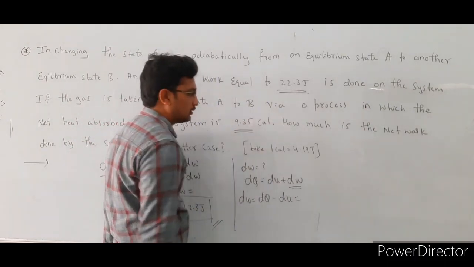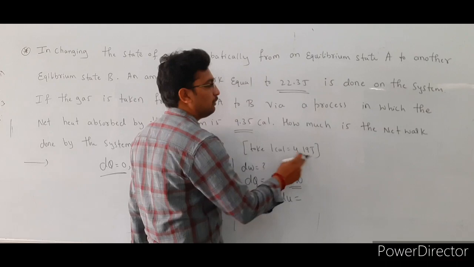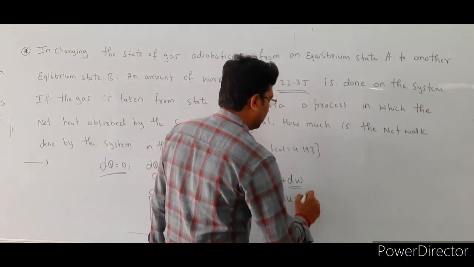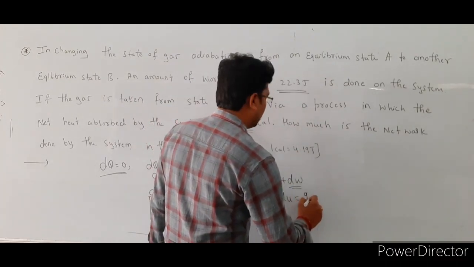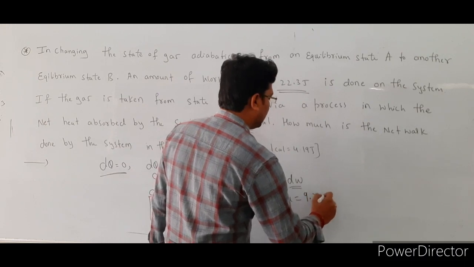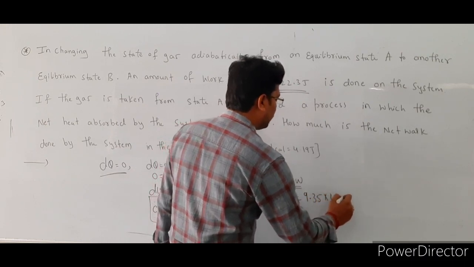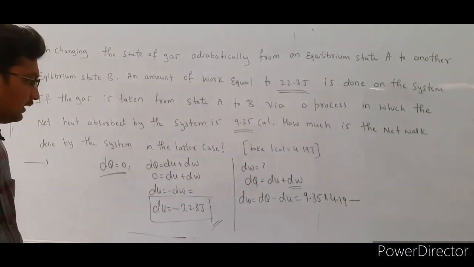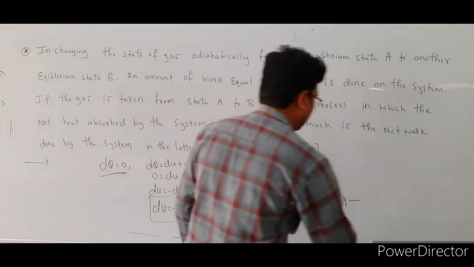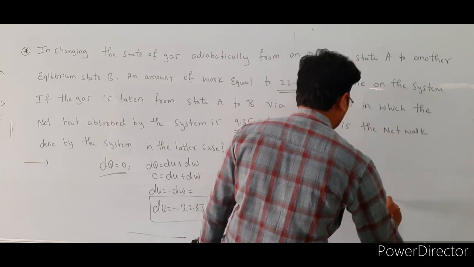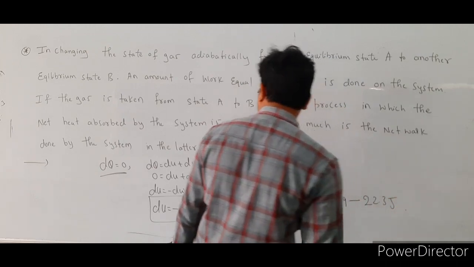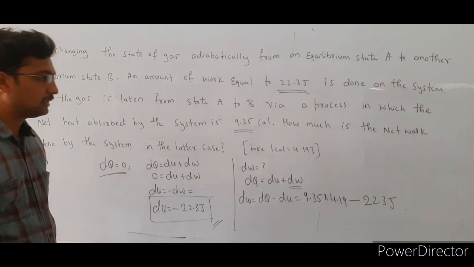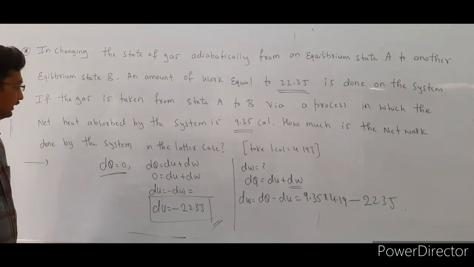Convert this into joules by multiplying by 4.19. So that is 9.35 into 4.19 minus, what is the internal energy here? That is 22.3 joules. Okay, so this is the internal energy value.